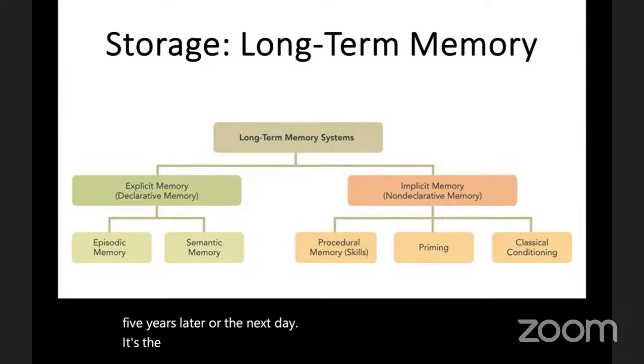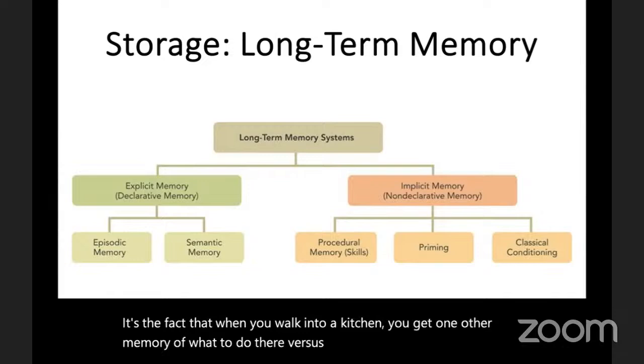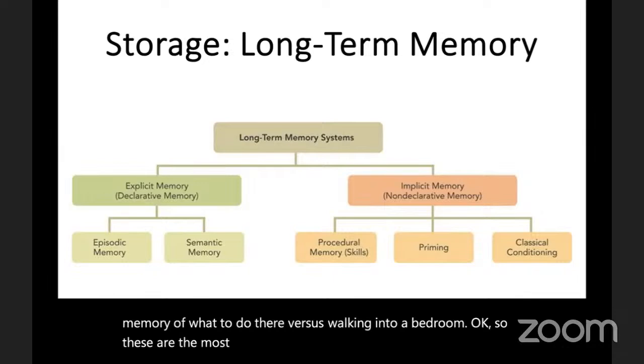It's the fact that when you walk into a kitchen, you get one memory of what to do there, versus walking into a bedroom. So these are the most robust memories. They're the ones that can drive a lot of our behavior.